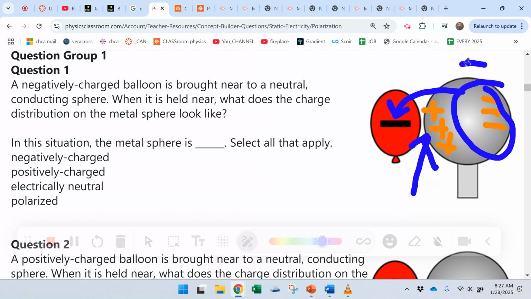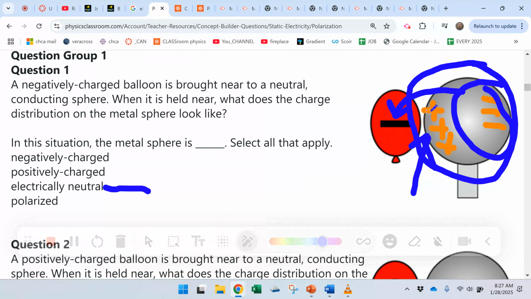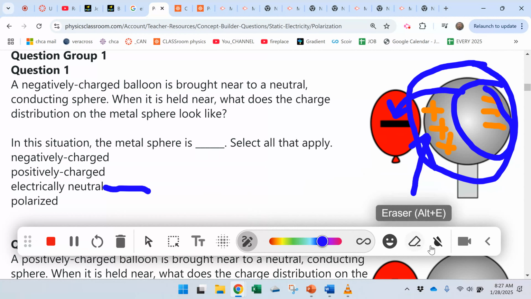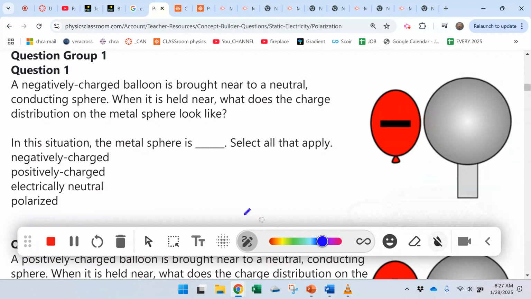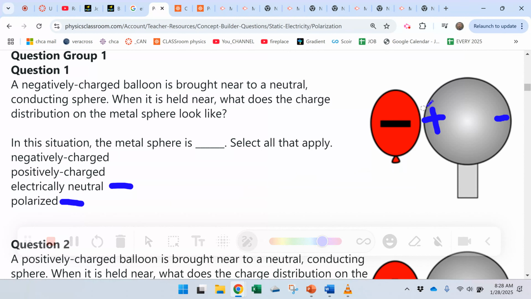Now, it's important to note that overall, there's still the exact same number of protons and electrons. Note, it has not gained or lost electrons, so it's still electrically neutral. So the answer to this one would be electrically neutral, and then this process of having positives on one side and negatives on the other side is called polarized. So the correct answer for this one would be electrically neutral and polarized.